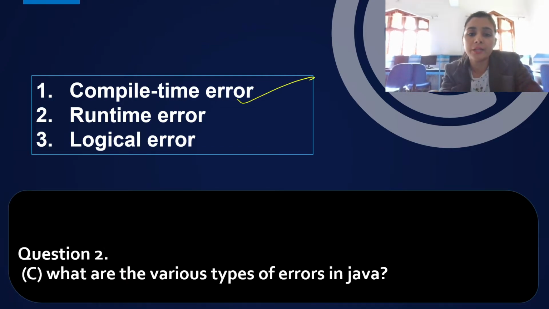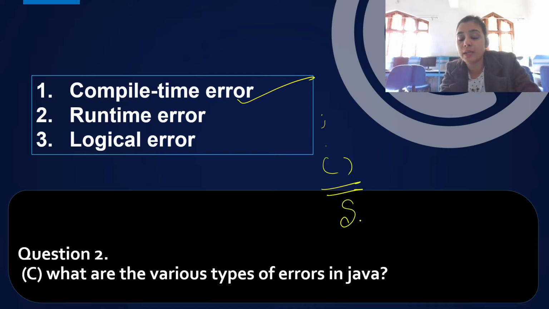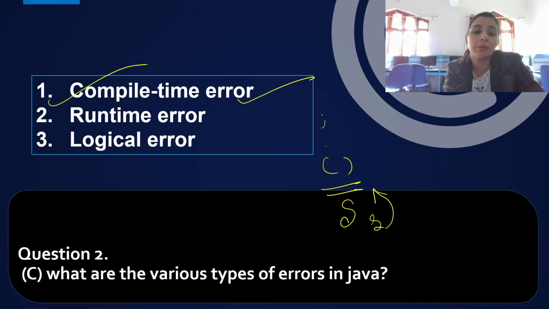So the compilation type of error, that means the lack of programming knowledge. Sometimes you are skipping a semicolon, dot, bracket, right? Or writing System with a small s. So these types of errors come at the time of compilation.